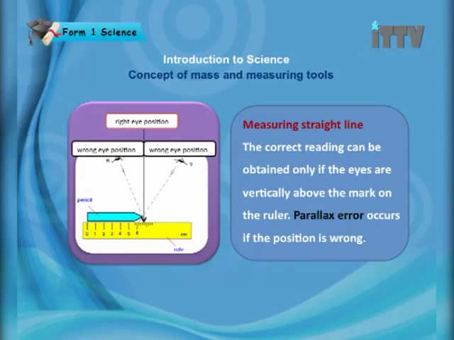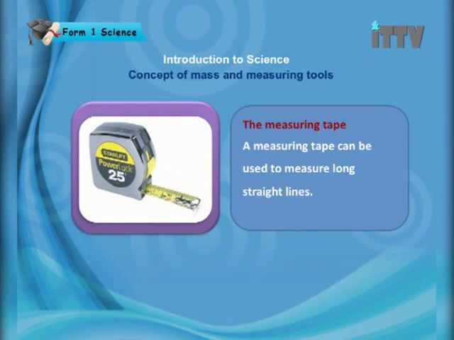So in the diagram in the PowerPoint, you could see the right eye position and the wrong eye position. So make sure when you measure an object using a meter ruler, you see correctly. Do not see from any sides, but look right above to see the correct way of measuring the length of an object. A measuring tape can be used to measure long straight line.